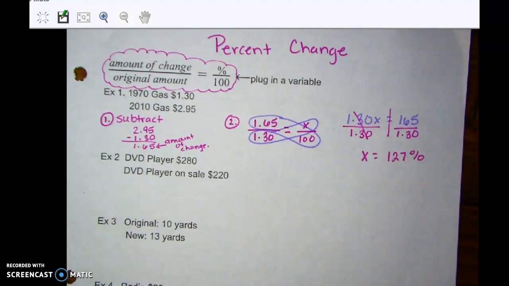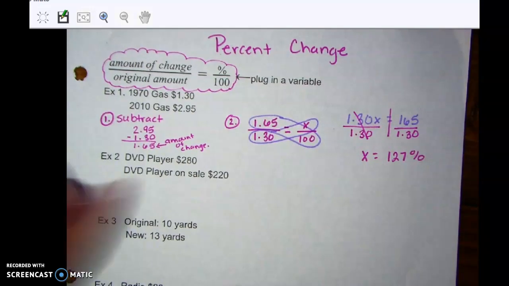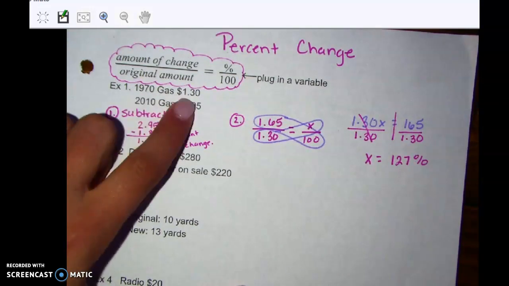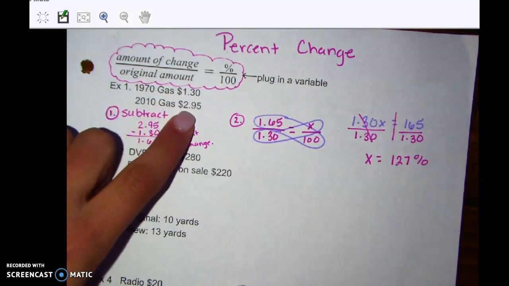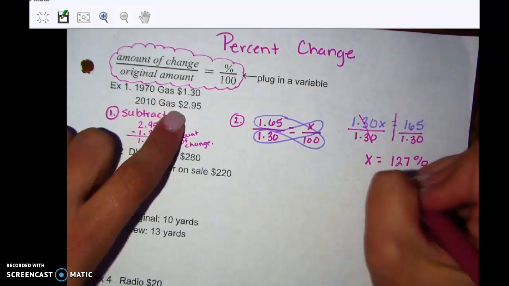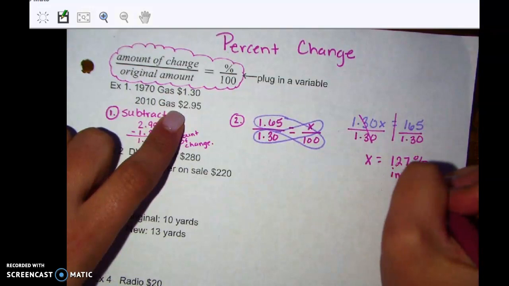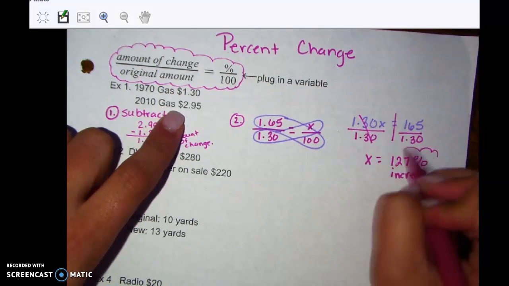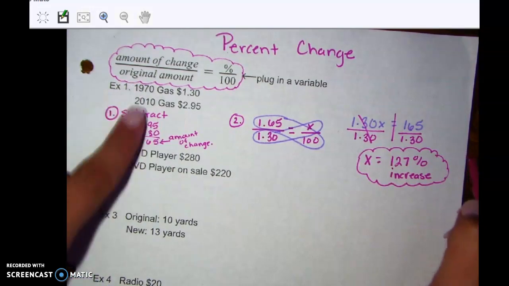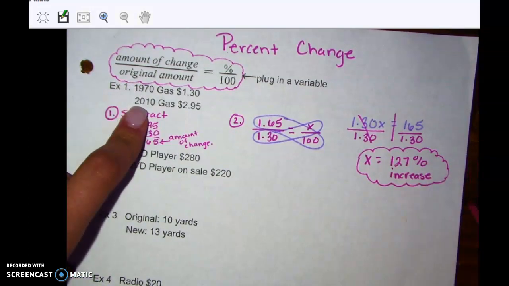And then the last step is to identify, is it an increase or decrease? Well, so you look at, what did we start with? We started with $1.30, and it went to $2.95. So that means it went up. If it goes up, that means it is an increase. So our answer is gas increased from 1970 to 2010 127%.